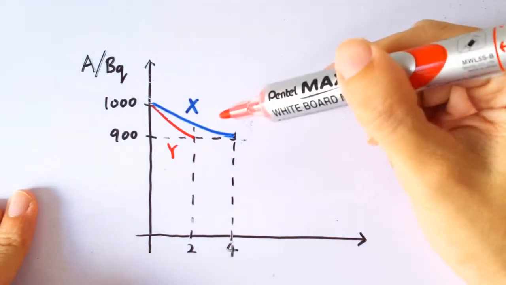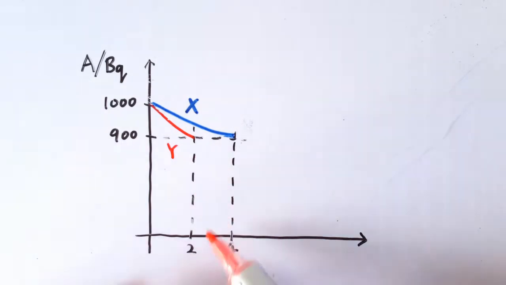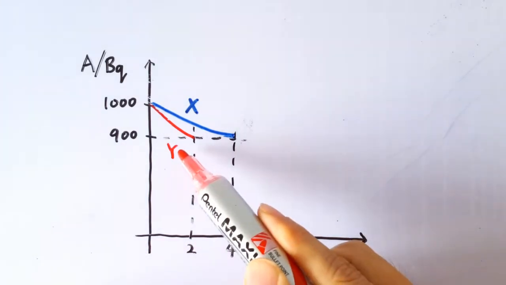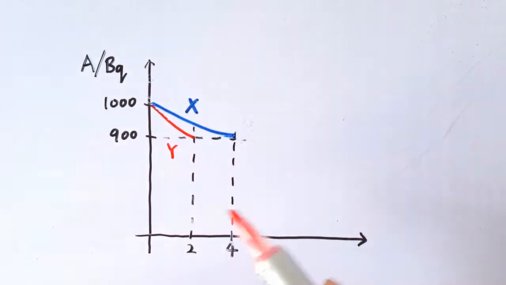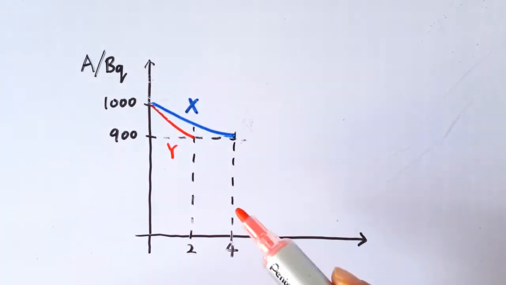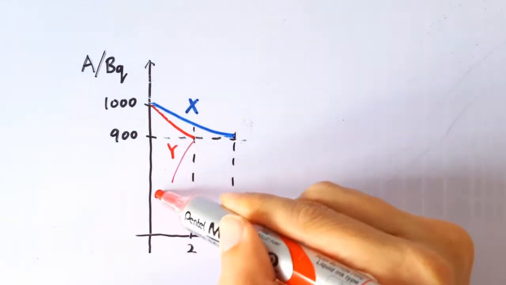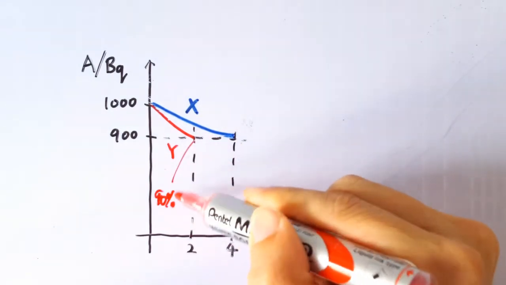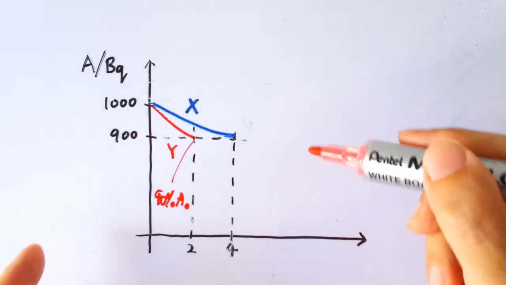Okay, so this is an exponential decay. First, we note that after 2 hours, the activity of y has dropped from 1000 to 900. So it has dropped 10%. So what we have here is 90% of the initial activity. This is an exponential decay.